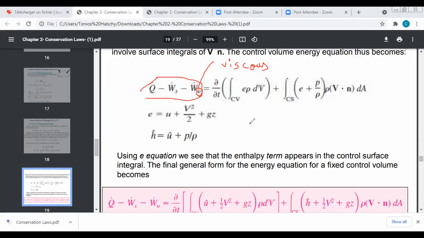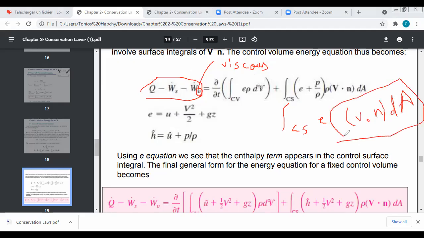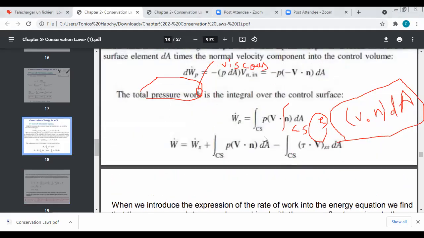Because on the other side, we also have the term integral over the control surface of E times V dot N dA. So we have seen that this term is common between the term of energy over the control surface and the term of work, because we have seen that the rate of work is given by the following expression: the integral over the control surface of P times V dot N dA.